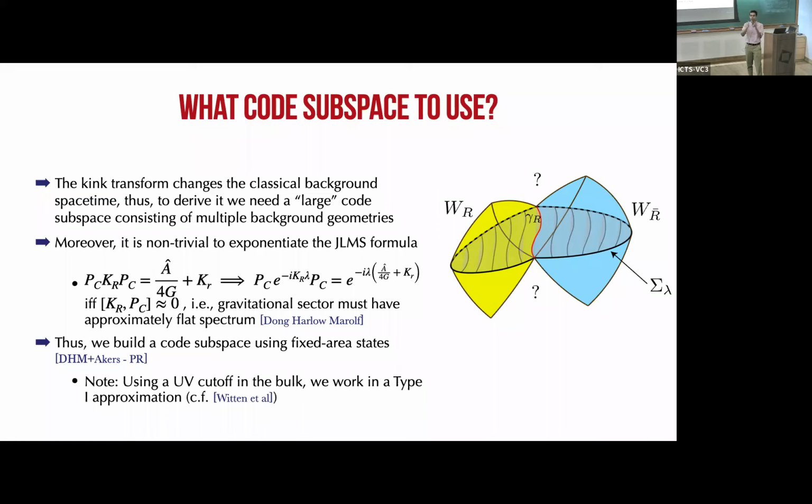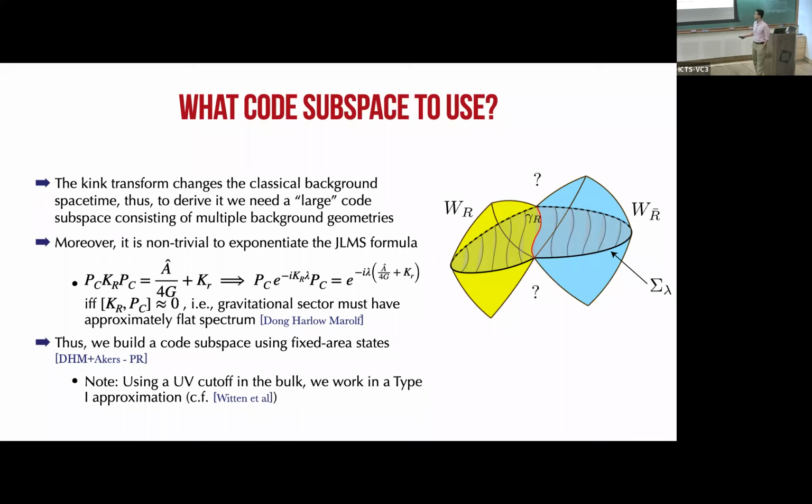There's no large fluctuations, and so the Renyi spectrum just stays independent as a function of n. So we're going to use a code subspace that has these fixed area states, and we're going to take it for different values of the area. We have one background defined by one particular value of the area, and then we build many such states with many different values of the area and then patch them together. So that's going to be the bulk Hilbert space that we're going to consider.